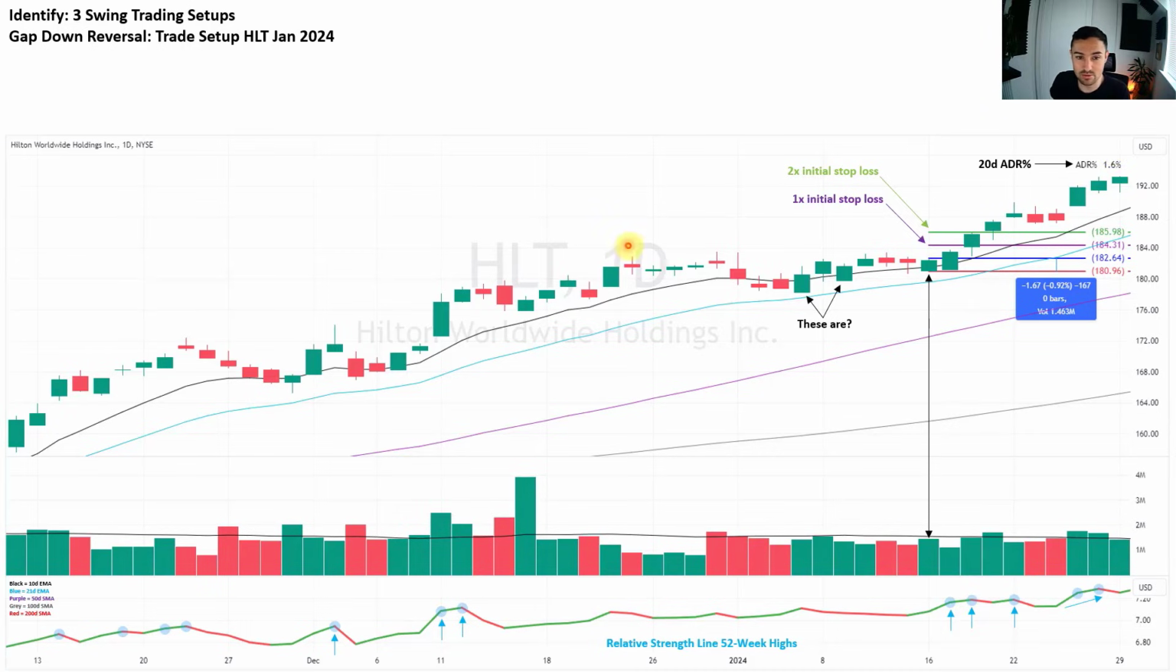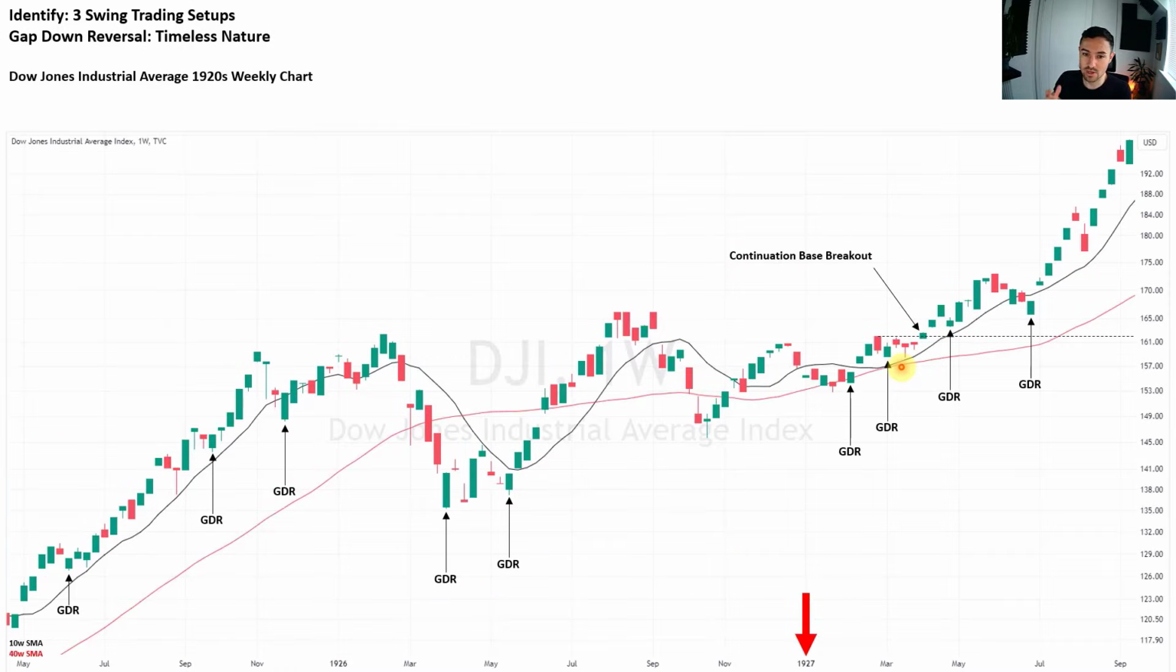Okay, and this one here is building more of a little Davis box, cup and handle, more of a Davis box for me. Okay, but they're constructive signs also in the context of when the stock is trending up. Constructive signs. Now this is the Dow Jones. This is nearly 100 years ago now. We're looking at the period of 1925, 26 and 27.